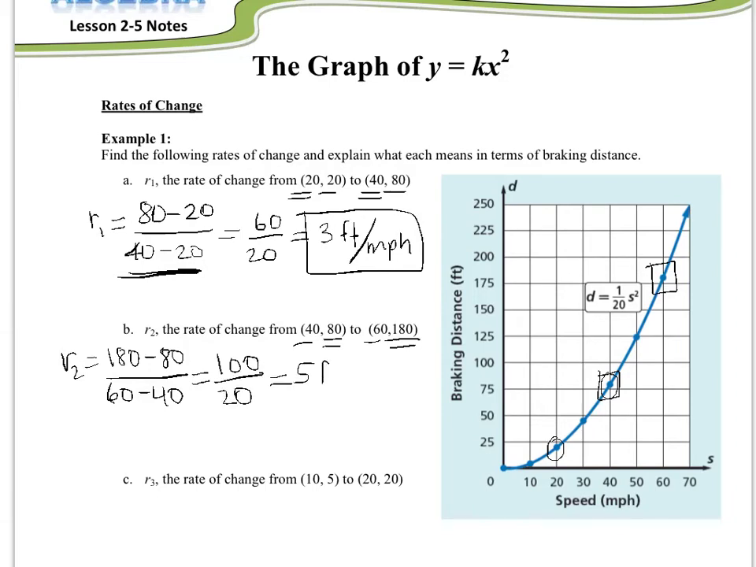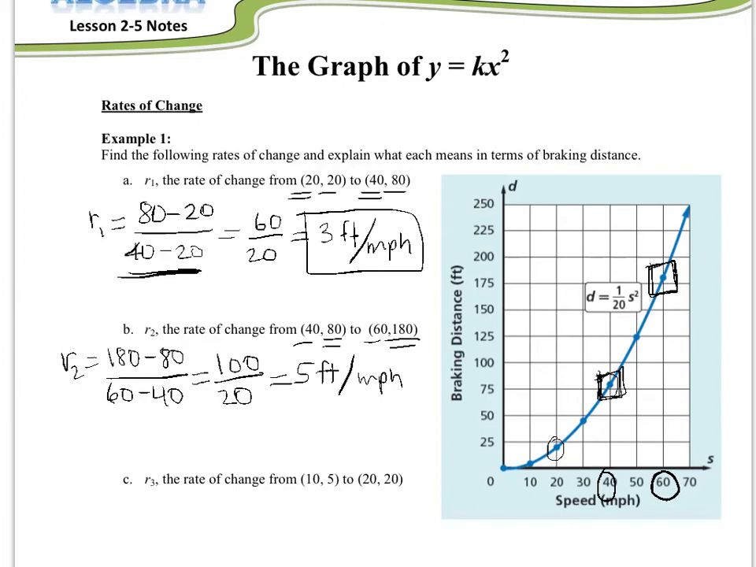That is 5 feet per mile per hour. So from the square on the graph to the next square on the graph, you can see I'm putting the squares around those points. From those 2 points, in other words, between 40 miles per hour and 60 miles per hour, you're going to need 5 feet of braking distance in this case. Not just 3, now it's 5, because that curve is getting steeper.